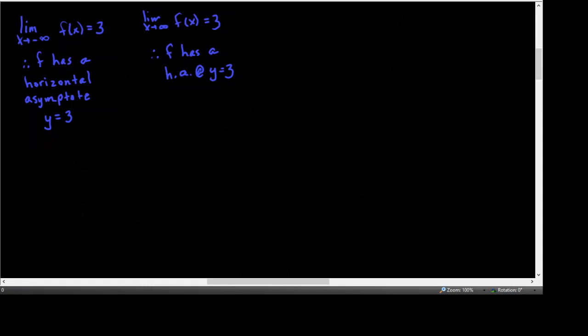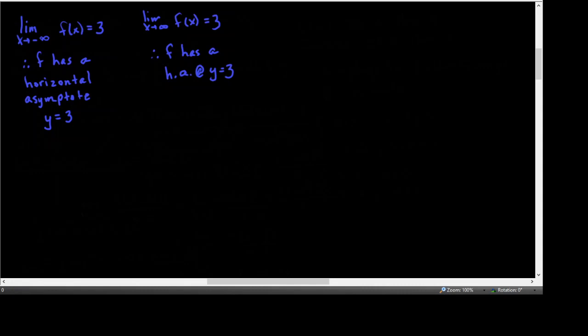Okay. And so that leads us to the statement, the definition of a horizontal asymptote. If you take a limit as x approaches positive or negative infinity and get a constant L as an answer, then you will have an asymptote at y equals L, which is what we concluded earlier.